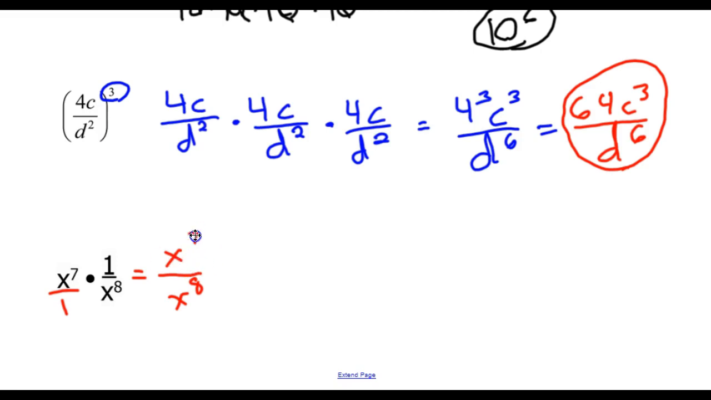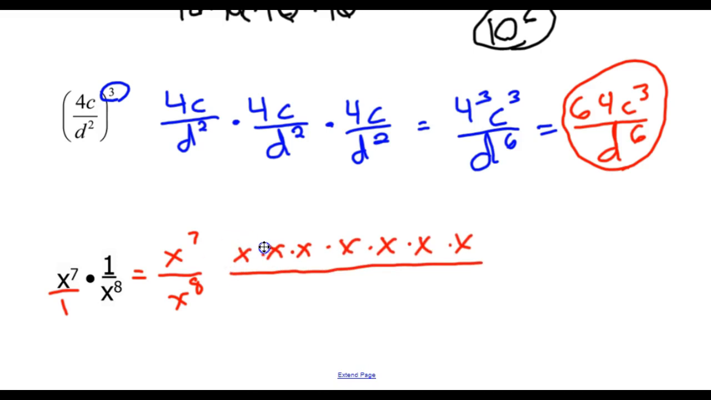Now, what I see is that I have 7 x's on the top. So what I'm going to do is write 1, 2, 3, 4, 5, 6, 7 x's. On the bottom, I see that I have 8 x's. So 1, 2, 3, 4, 5, 6, 7, and 8. So now that I have x's on the top and x's on the bottom, what I can do is cross them out until I'm left with either some on the top or the bottom.